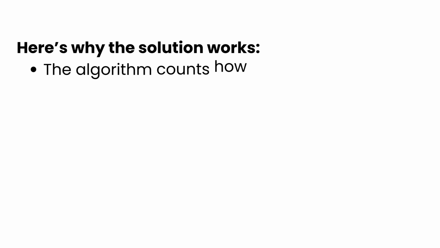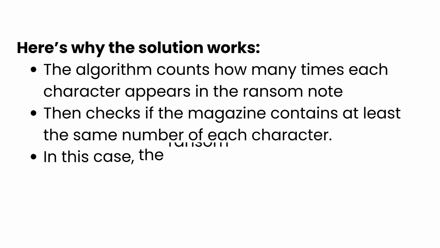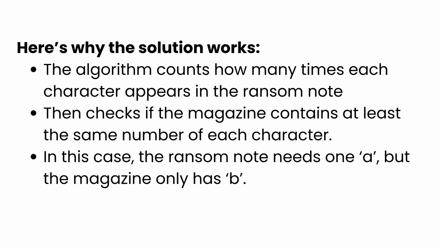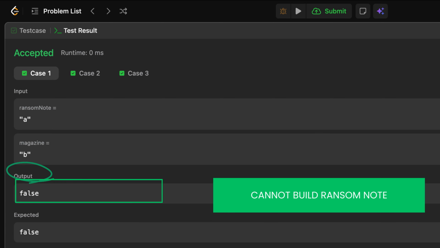Here's why the solution works. The algorithm counts how many times each character appears in the ransom note, and then checks if the magazine contains at least the same number of each character. In this case, the ransom note needs one "a", but the magazine only has "b". And that's exactly what our program outputs, false. That means we cannot build the ransom note with the letters provided.